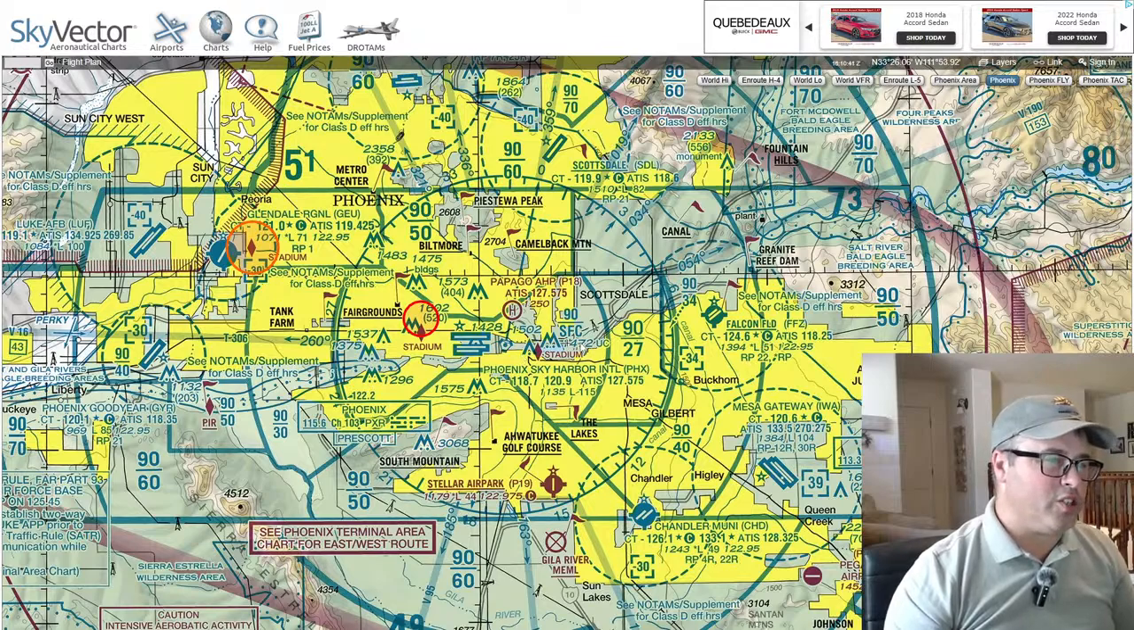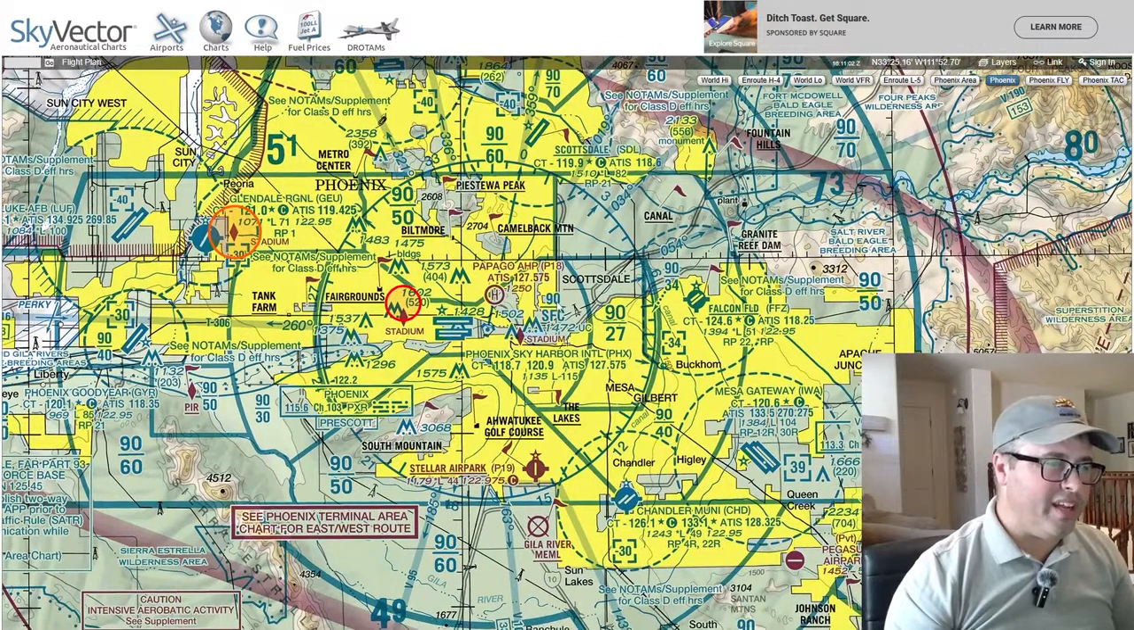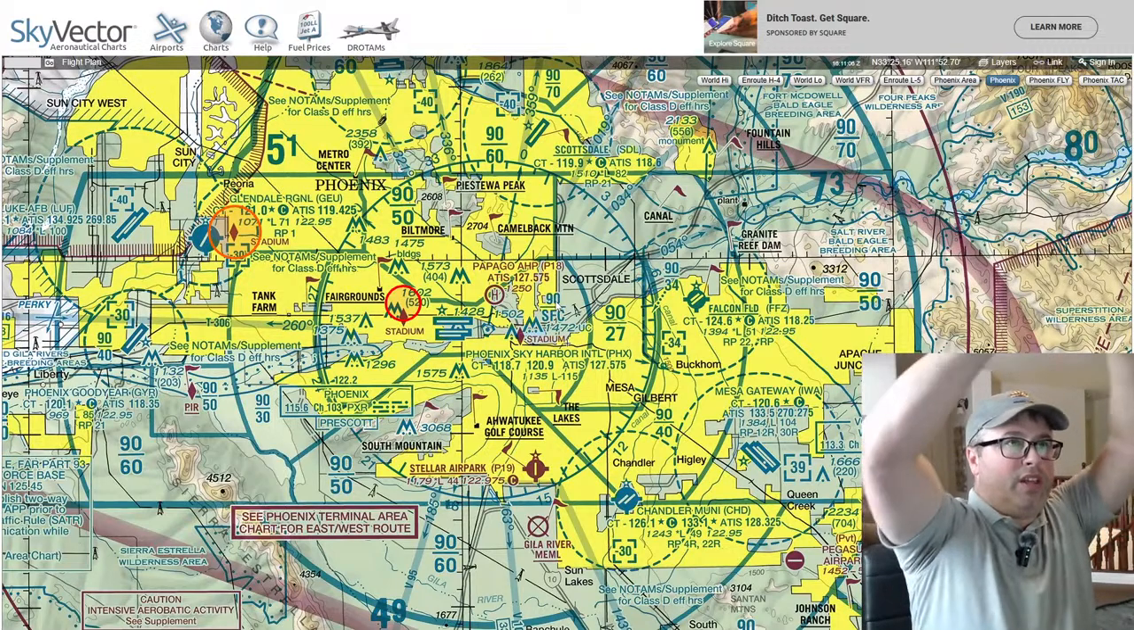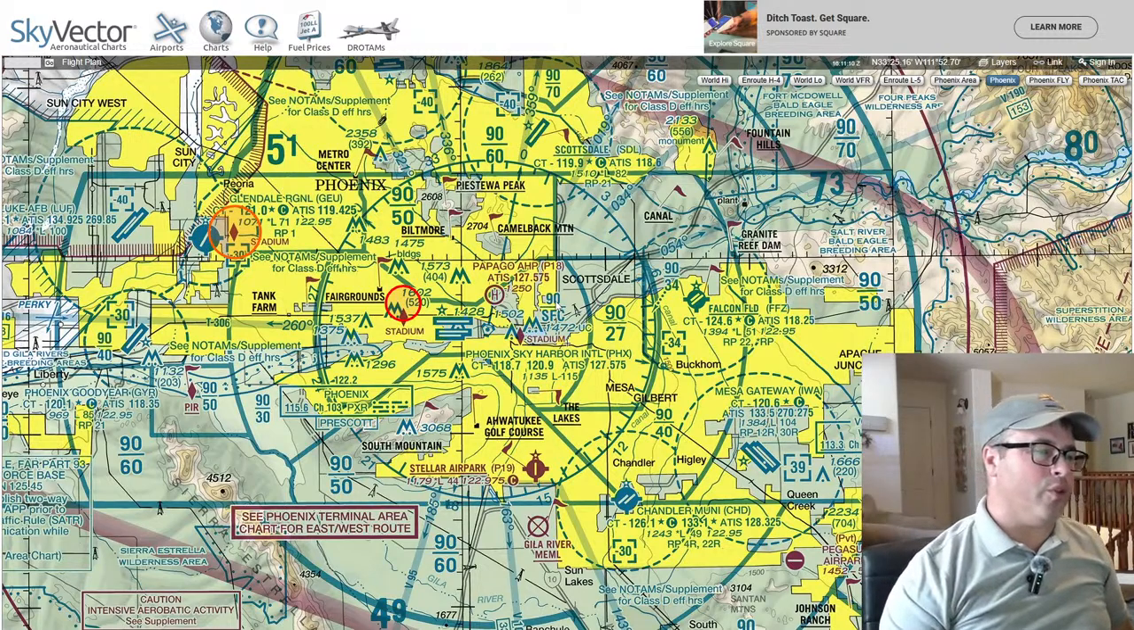The class Bravo airspace has all these different sectors. It's very complex because Phoenix is a big city of like 5 million people, with lots of little airports around it. The class Bravo airspace right here goes from the surface, SFC, all the way to 9,000 feet. The ceiling stays the same height, but the floor moves up as we get further away.